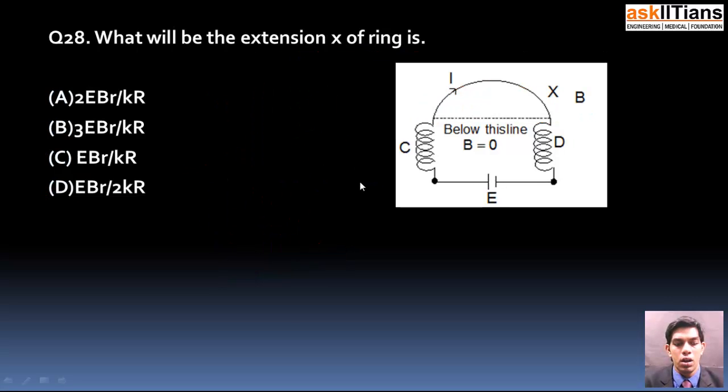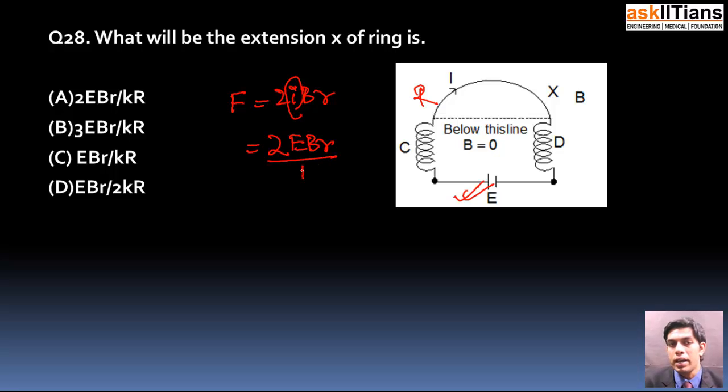Moving on. What will be the extension x of the spring? We just found out that the force was equal to 2IBr. We just need to express the current in terms of EMF and the resistance of the semicircle wire. So it's 2EBr divided by capital R.